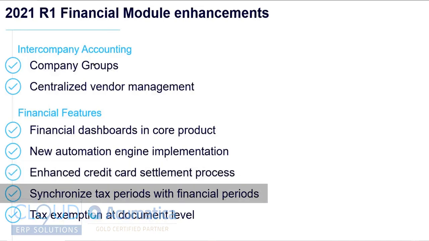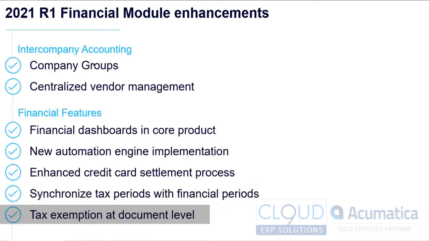The ability to synchronize your tax periods with your financial periods instead of having them separately configured. And also now you can show tax exemptions at the document level. We'll also talk about where Acumatica is going from a multi-company standpoint and some of the new enhancements that are here now that have come in the previous versions and that we should expect in the future.